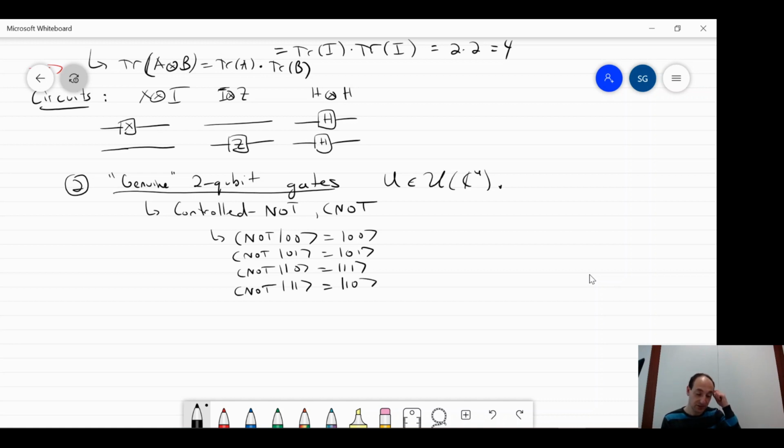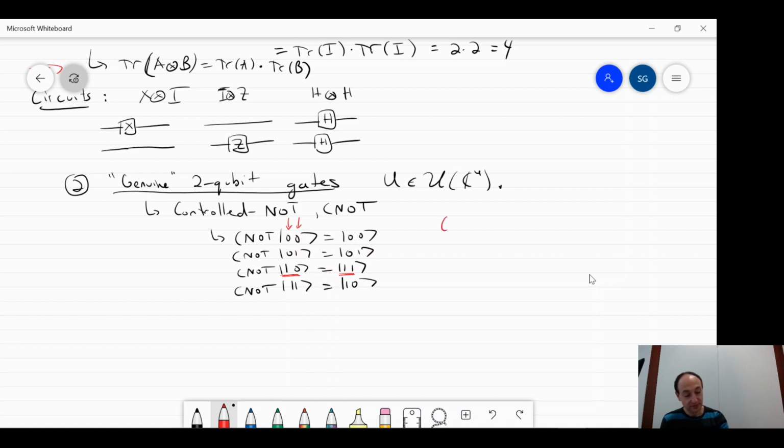Okay, so all this is really doing is, remember, it looks at the first bit over here. If that control bit is 0, it does nothing to the second bit. And otherwise, if the control bit is 1, then it flips the second bit. Okay, so that's why 1, 0, the control bit is a 1, the target bit is 0, then it goes to, control bit stays the same, but the target bit is now flipped from 0 to 1.